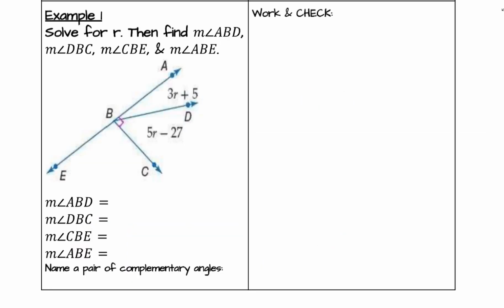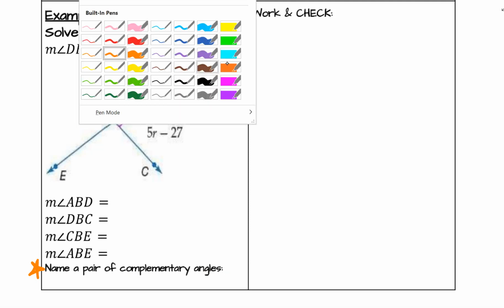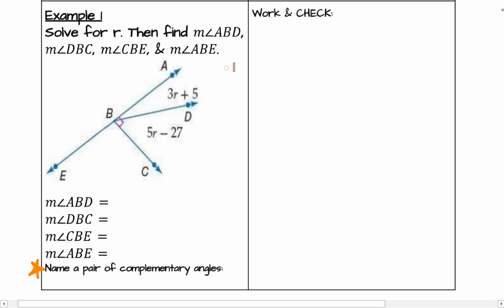For example 1, solve for r, then find the measures of these angles shown. The first question that I actually want you to answer is this one. Name a pair of complementary angles. Complementary. So I'm looking for something to say 90 degrees, or more likely, I'm looking for a little box to show me 90 degrees. I see a little box. This means that this is a 90-degree angle. So angle ABC is a right angle.